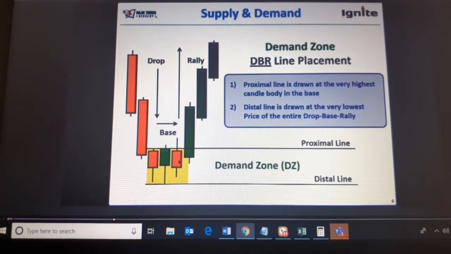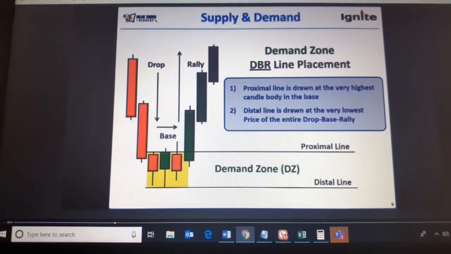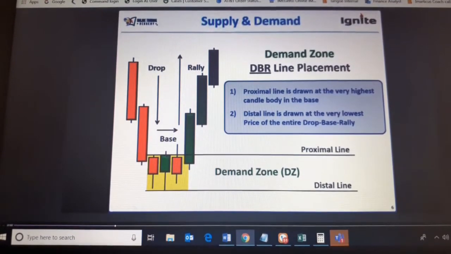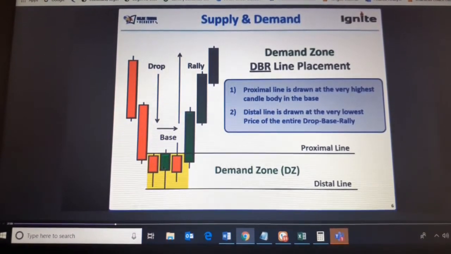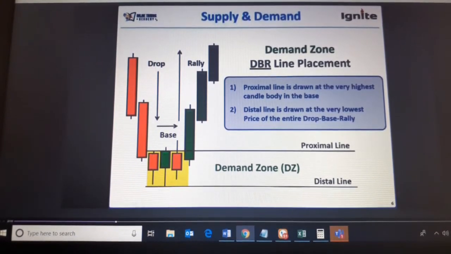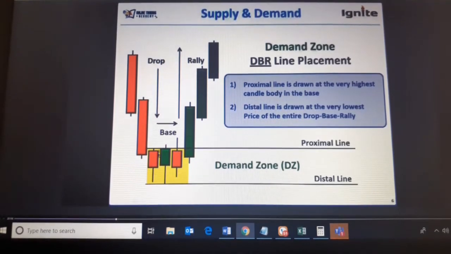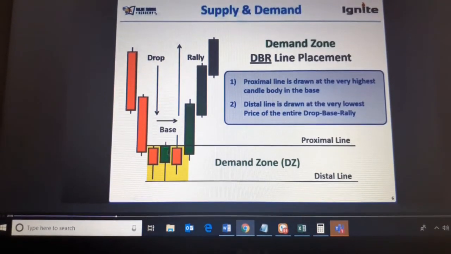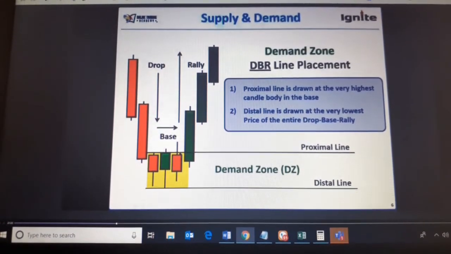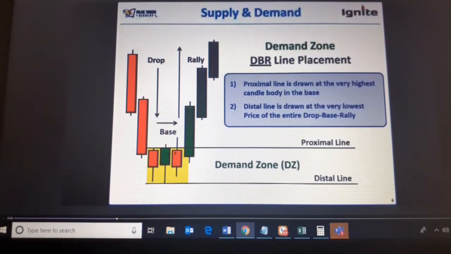Out of these three basing candles, which is the highest body? The green one, right? Can you see this? It's the green one which has the highest body, the middle one, the second base. So that's why the proximal line has been drawn at this very highest body. So this is by the second method. As I told you, that is the preferred method. So that example is shown by drawing the proximal line by the second method.